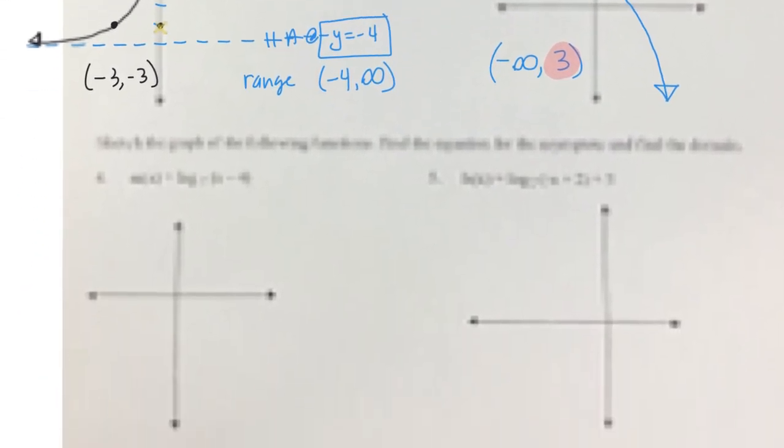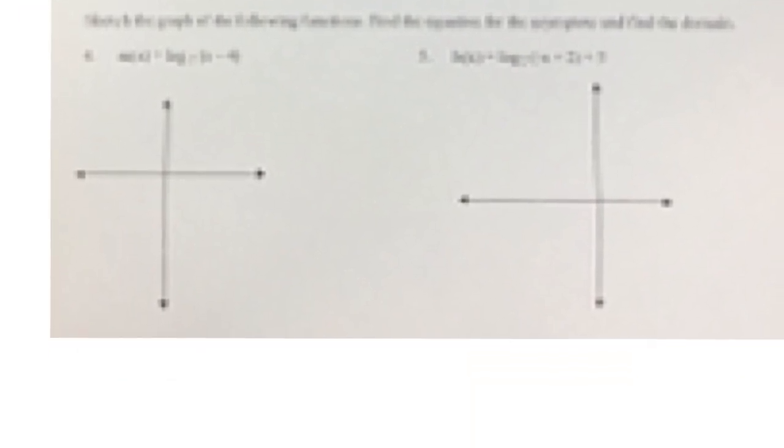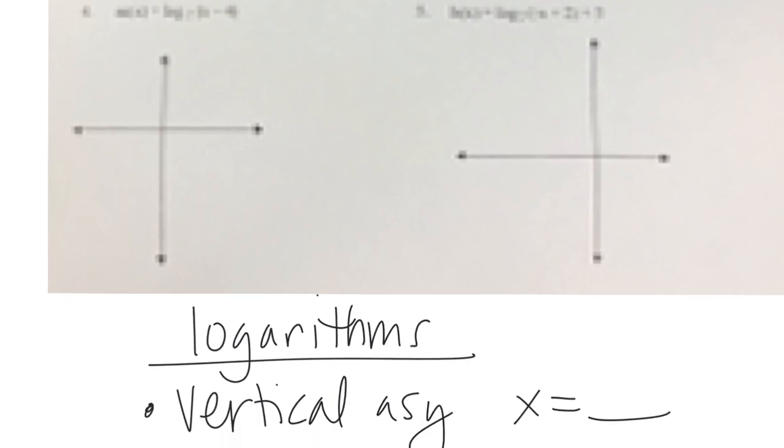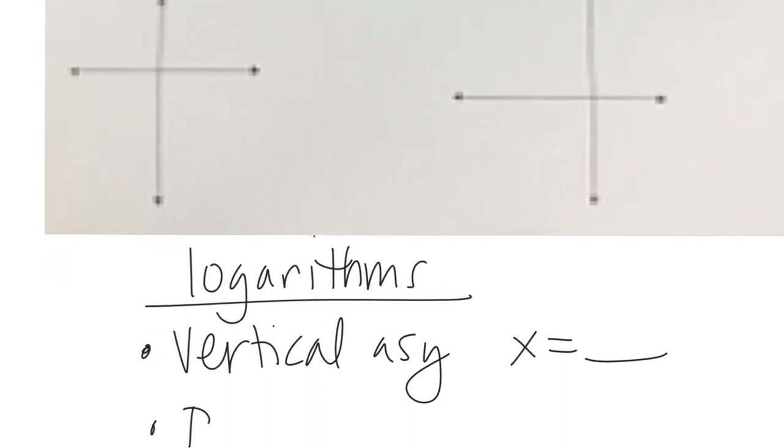So let's look at our logs. Okay, some things to remember about all logarithm graphs. Number 1, they all have vertical asymptotes. Right, so these are x equals equations, vertical asymptotes. Their range is all real values, but the domain is only positive values of x, right? It's the inverse of an exponential. So of course their x's and their y's are switched. So all logarithms have vertical asymptotes.